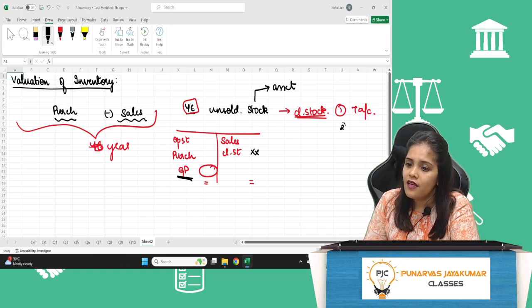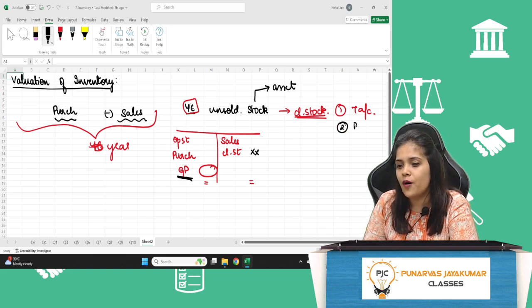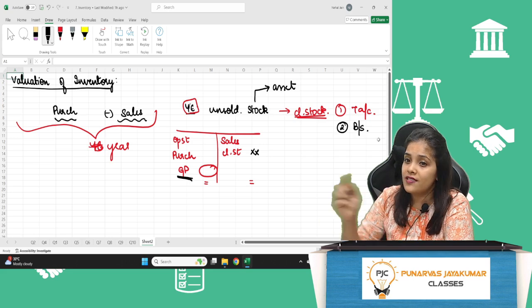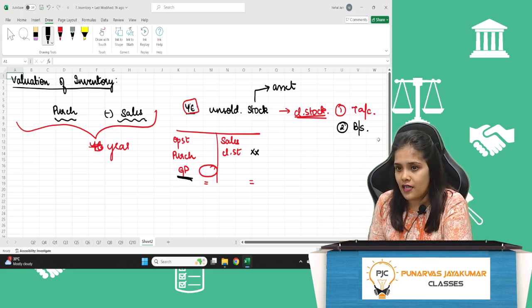Second, this closing stock appears in the balance sheet, because if you don't show it, the assets and liabilities are also not correct. So you should value it correctly.